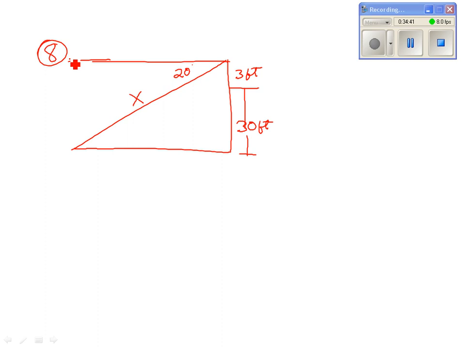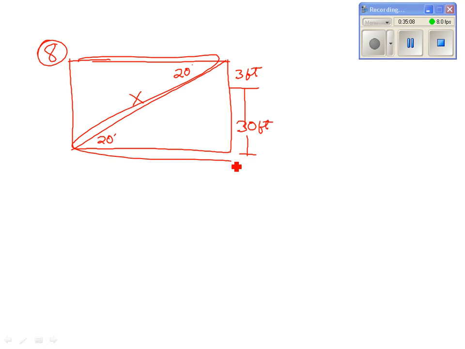Well, there's two different ways you could do it. You could finish out this rectangle and use the top triangle, or you could transfer some of that information down to the bottom triangle. If this angle's 20 degrees, what's this angle down here in the bottom triangle going to be? 20 degrees, because those are alternate interior angles.